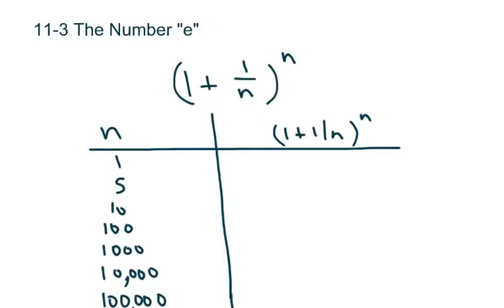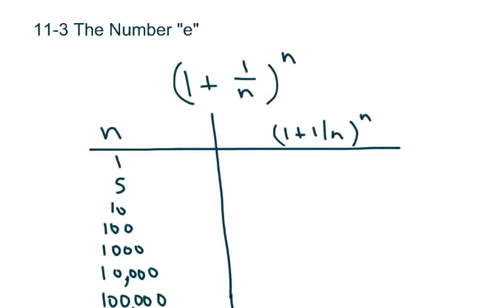In section 11.3 is on something called the number e. E is like pi. It's not a variable. It's an irrational number. And we're going to discover here where the number e comes from, and you're actually going to find out what numerical value it holds. 1 plus 1 over n to the n is an expression that represents the number e.